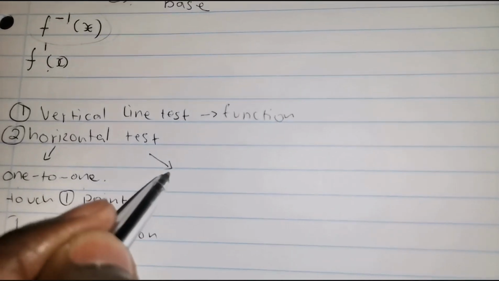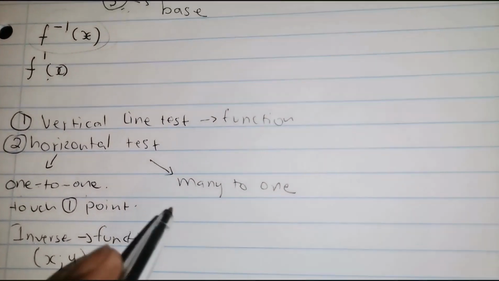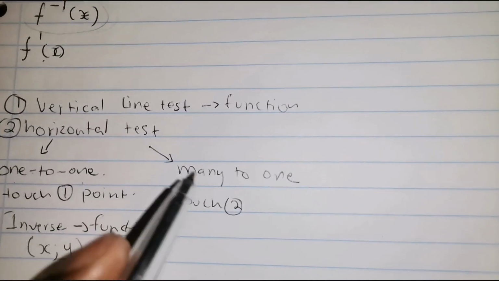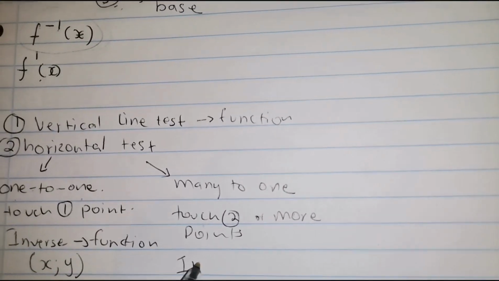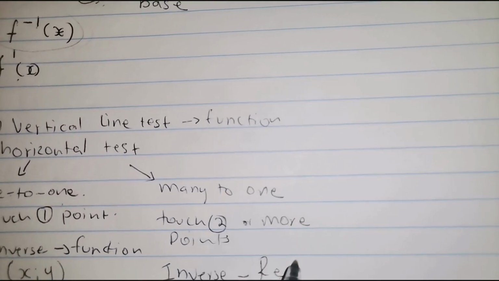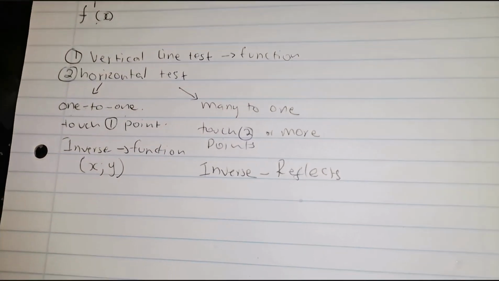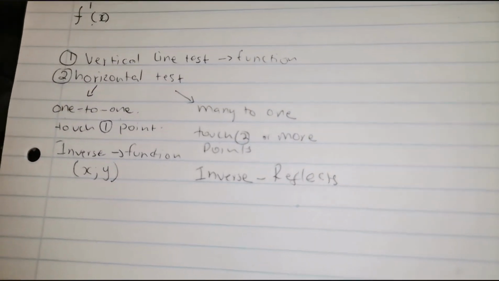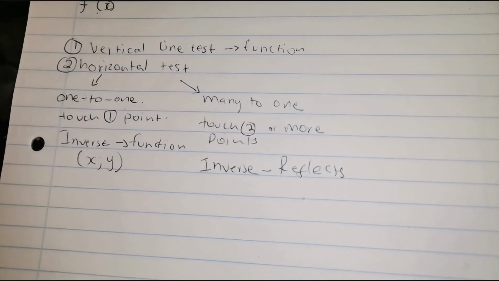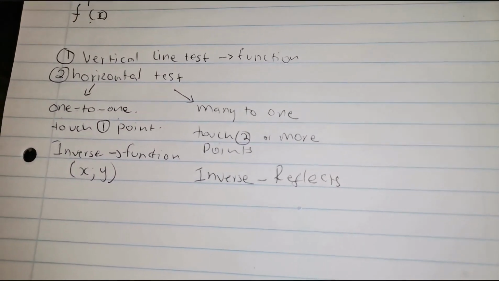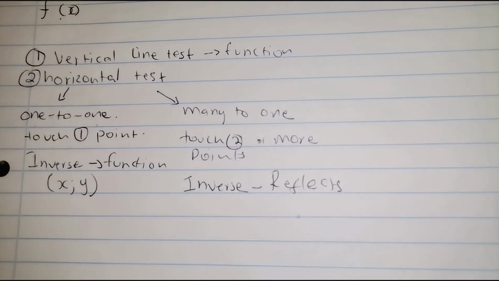Then many-to-one, obviously, it touches two or more points. And the inverse is just a reflection. It reflects in the line y equals x. It does not mean it has changed, or that it is in another form. It just reflected. If the graph was facing upwards, then the inverse of that graph will be sideways, not downward. If it goes downwards, if it comes as a reflection, that means it is no longer a function, that graph.